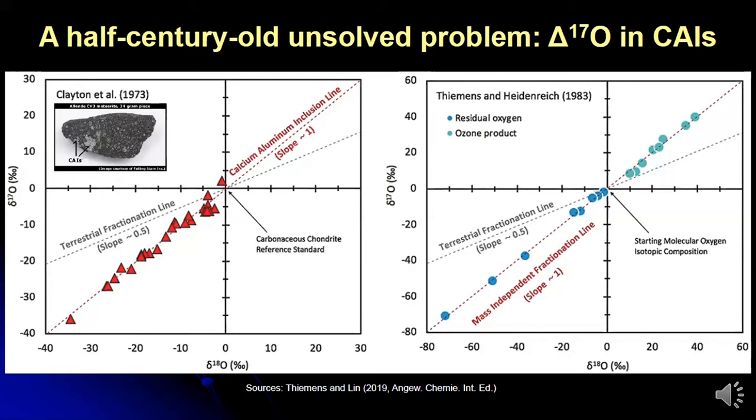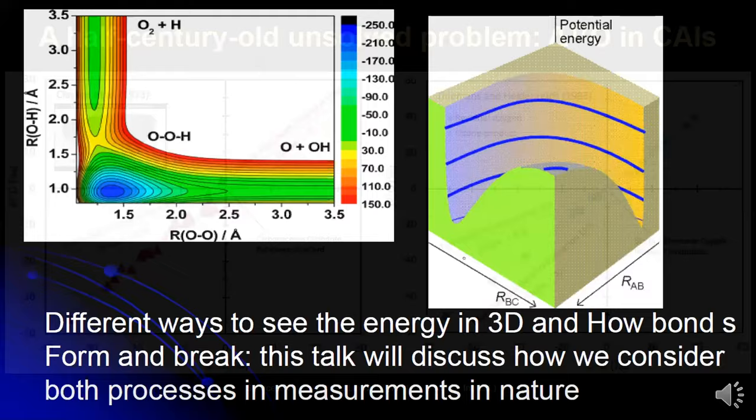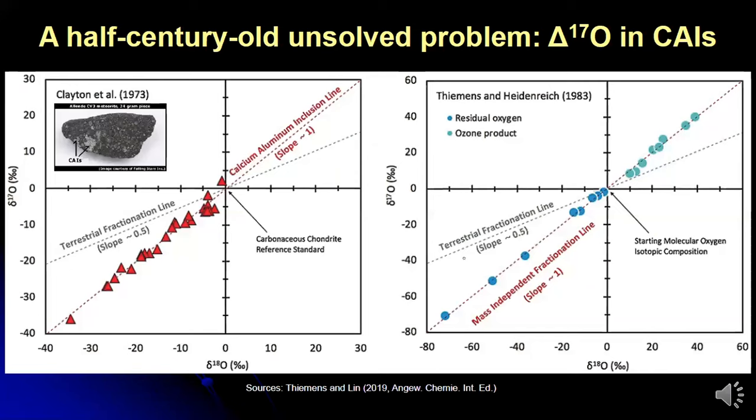The interest in this started in measurements from the calcium aluminum inclusion shown on the left here that Bob Clayton made, and you all know this, they lie along a slope one line. And then our experiments, which were chemically produced in a symmetric molecule like ozone, show exactly the same slope that occurs during the formation mechanism that you see in the carbonaceous chondrites.